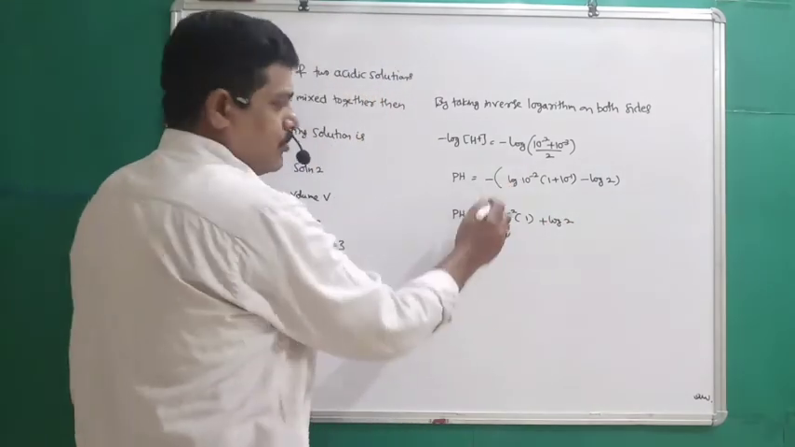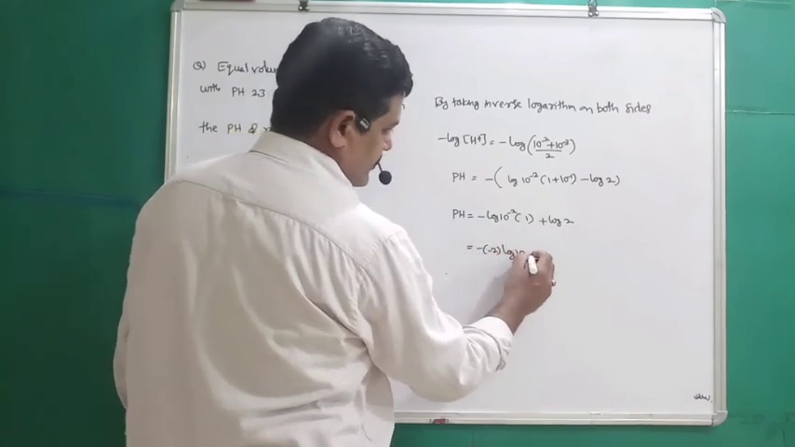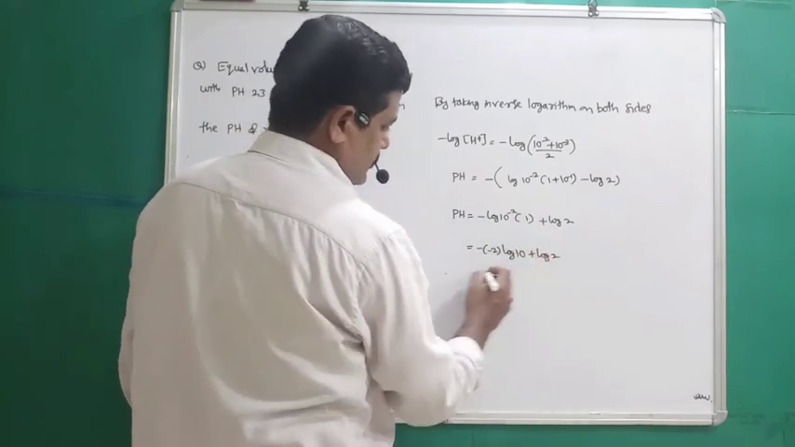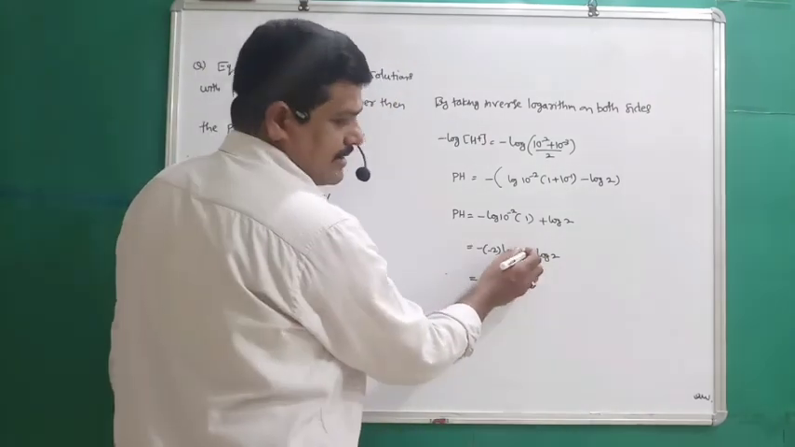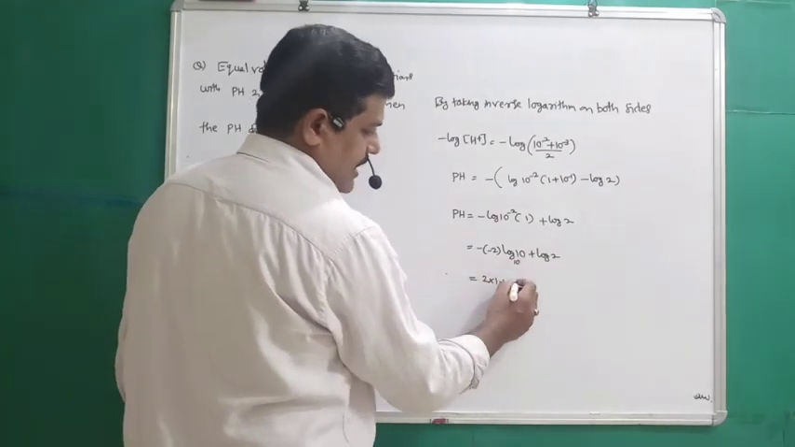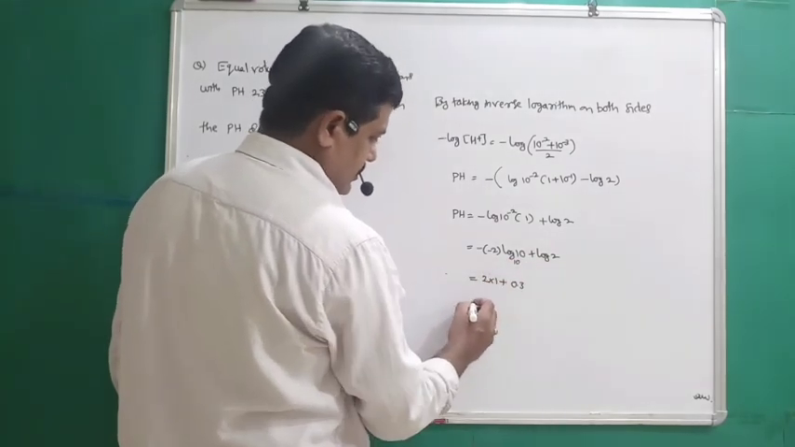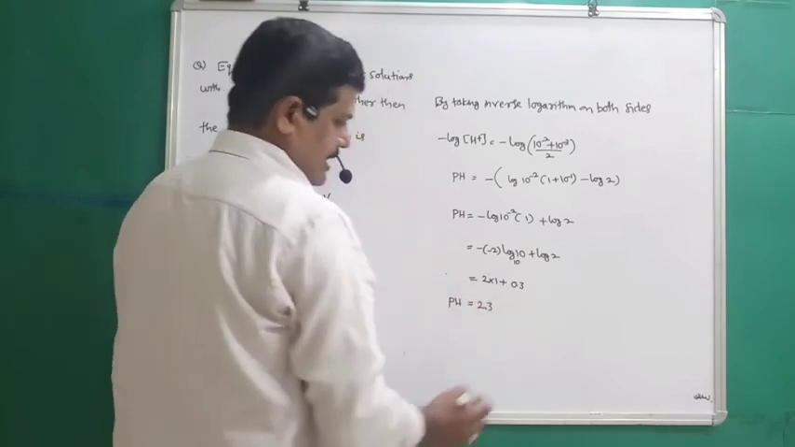Minus log of 10 power minus 2 is minus of minus 2 into log 10, plus log 2. Minus of minus is plus, 2 into log 10 base 10 is 1. So 2 into 1 plus the log 2 value, which is 0.3. So the final pH we get is 2.3, right?